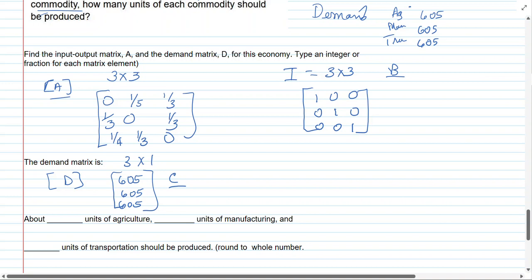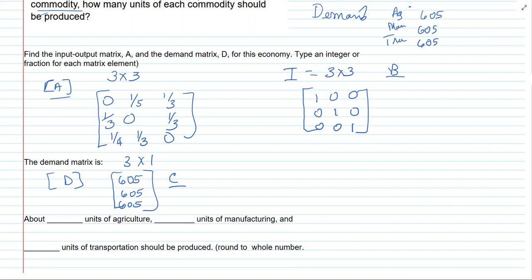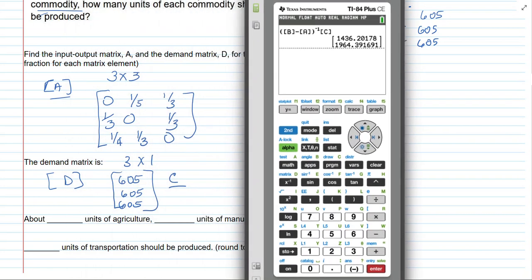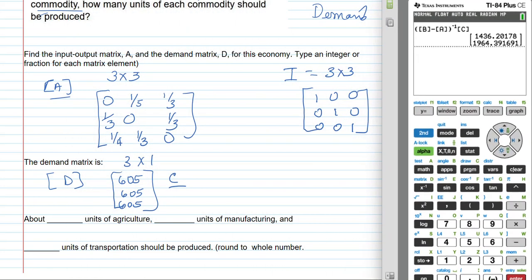I'm going to clear my home screen from the last problem. Second matrix, I'm going to edit. I'm going to do my A as a 3 by 3. Here, 0, 1 divided by 5, divided by 3. Next line, 1 divided by 3, 0, and 1 divided by 3. The last one's transportation, 1 divided by 4, 1 divided by 3, and 0.